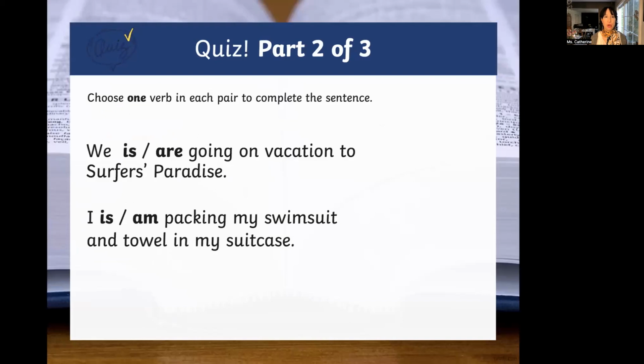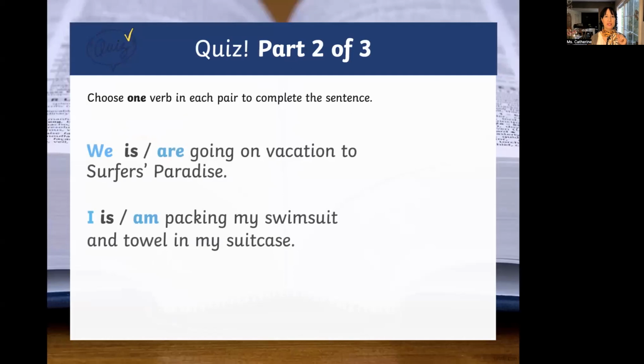Now, part 2 of 3. Choose one verb in each pair to complete the sentence. Okay, I'll help you with this one. We is or we are going on vacation to Surfer's Paradise. This is the first sentence, okay? The second sentence is, should it be I is or I am packing my swimsuit and towel in my suitcase? What's the first one?